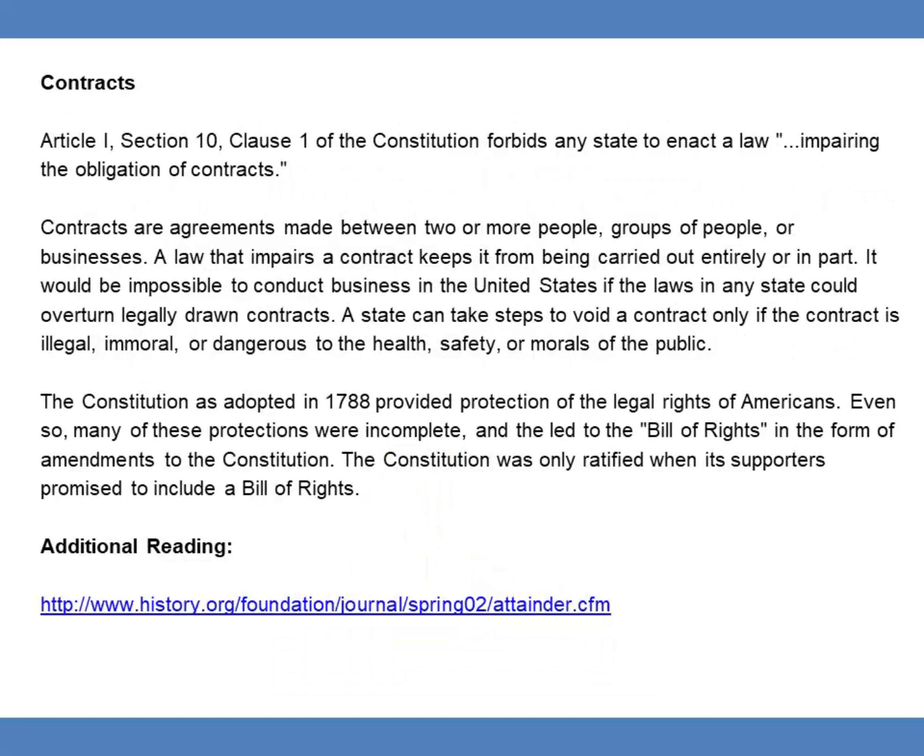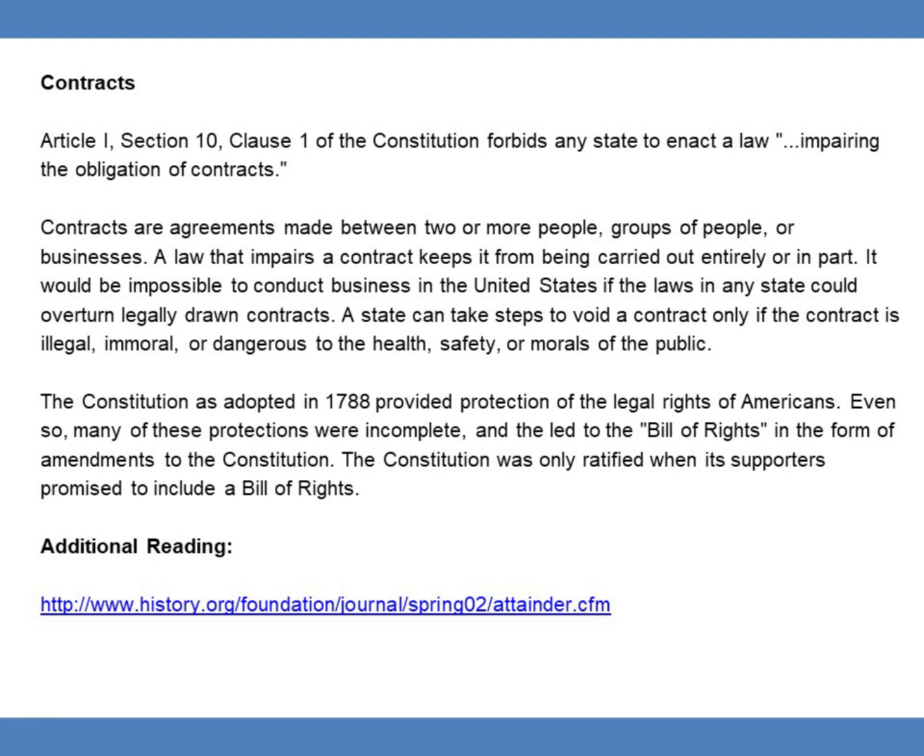Article 1, Section 10, Clause 1 of the Constitution forbids any state to enact a law impairing the obligation of contracts. Contracts are agreements made between two or more people, groups of people, or businesses. A law that impairs a contract keeps it from being carried out entirely or in part. It would be impossible to conduct business in the United States if the laws in any state could overturn legally drawn contracts. A state can take steps to avoid a contract only if the contract is illegal, immoral, or dangerous to the health, safety, or morals of the public.